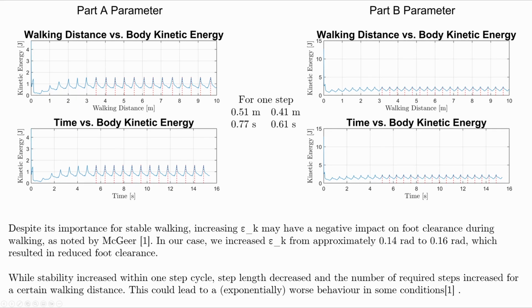However, the changes we made still have limitations. For example, the epsilon k we changed, though it is important for stable walking, also simultaneously decreased the foot ground clearance, which is no good for rough terrain. Also, because step length shortened, though the system within one step becomes more stable, it effectively needs more steps to finish one piece of length. This could exponentially worsen behavior in some certain conditions.